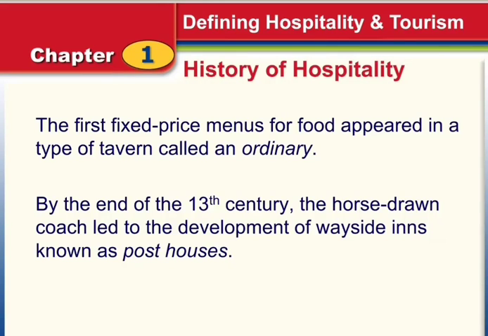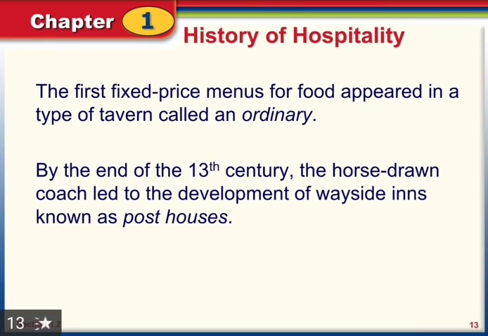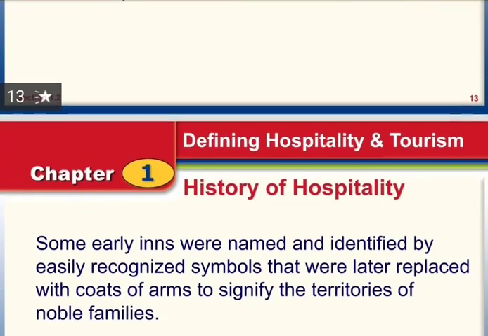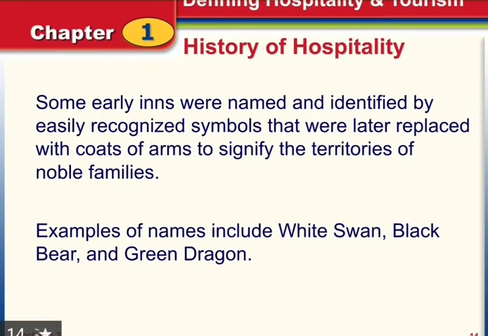The first fixed price menu for food appeared in the type of tavern called an ordinary. By the end of the 13th century, the horse-drawn coach led to a development of wayside inns known as post houses. Some early inns were named and identified by easily recognized symbols that were later replaced with coats of arms to signify the territories of noble families. For example, we can say White Swan, Black Bear, and Green Dragon.